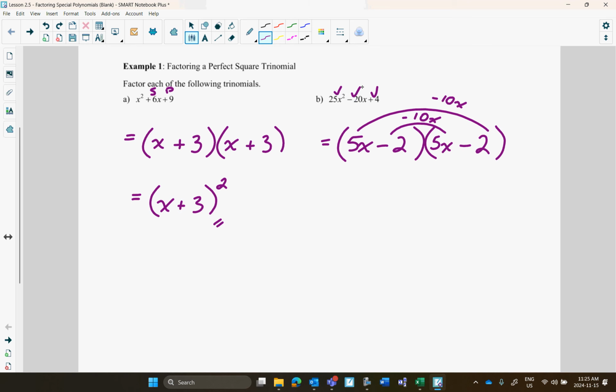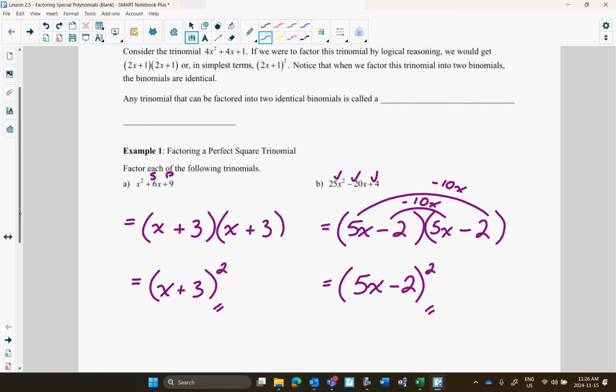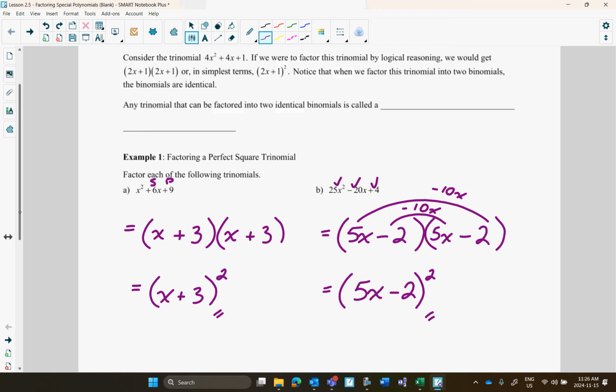Notice again, the two factors we got were identical. So I could even write it a little bit simpler: parentheses 5x minus 2 squared. These trinomials have a special name when they can factor to two identical binomials. We actually call them perfect square trinomials.